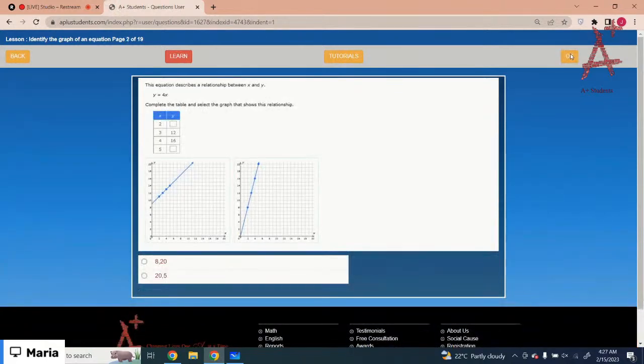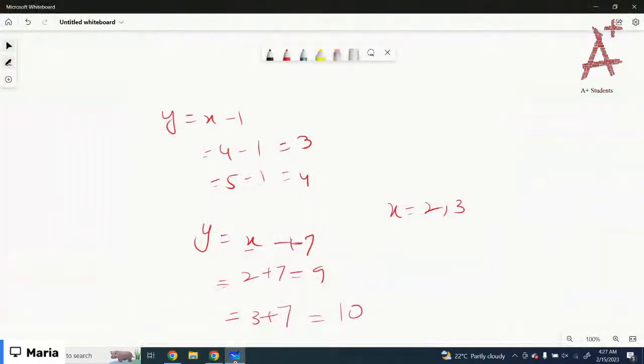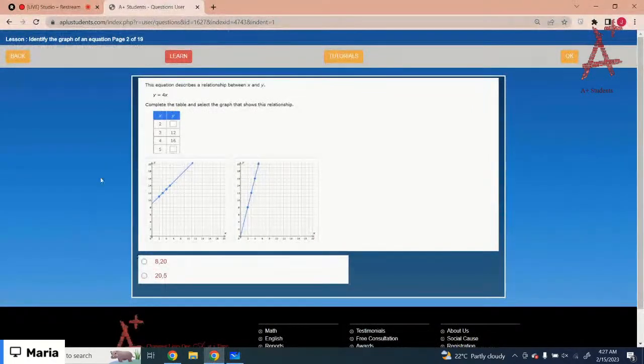Okay, the next one is this equation describes a relationship between x and y. Complete the table and select the graph that shows the relationship. Okay, y equals 4 times x. The equation is y equals 4 times x. Got it? So the missing values here are for x is 2 and x is 5.